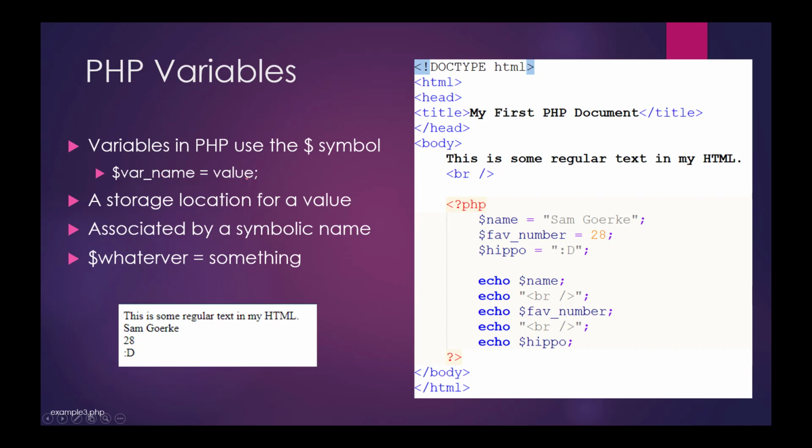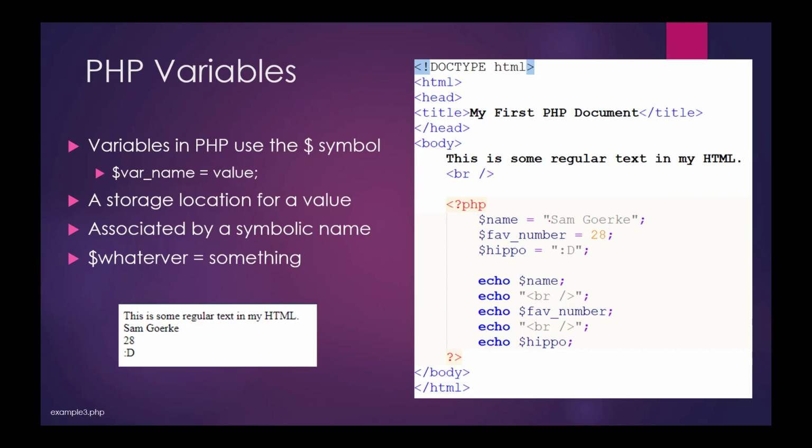Yeah, so again, it's $ whatever equals something. An example here is the code here, and this is the output here. I have 3 variables that I set here. So I have one that says $name equals "Sam Goerke" inside quotes with a semicolon at the end. Because I want it to be a string of characters, I need to put those double quotation marks around it. We'll learn about the difference between double and single quotation marks next week. So just for this week, just use double quotation marks if you're going to be setting things equal to strings.